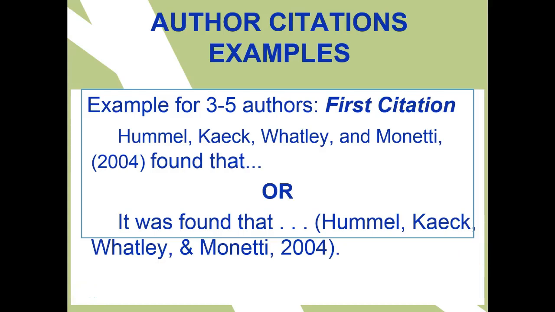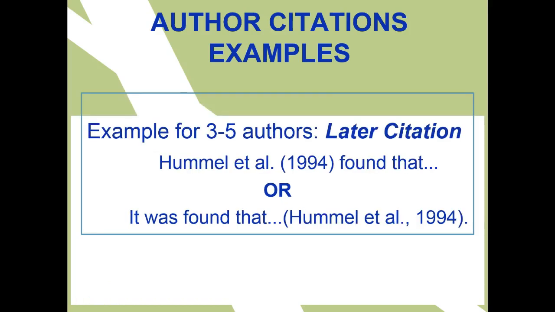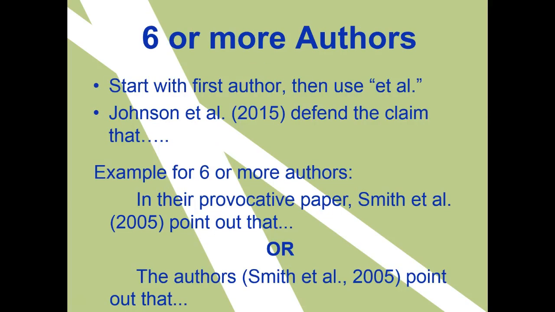Here's another example for 3 to 5 authors. Again, the first citation, if we were using the author's name in the narrative, Hummel, Cake, Whatley, and Manetti, 2004, or again, if we were using the parenthetic method of citation, Hummel, Cake, Whatley, and Manetti, 2004, all within quotes. The later citation for the first one would just be Hummel et al., 1994, and for the parenthetic citation, Hummel et al., 1994, in quotes.